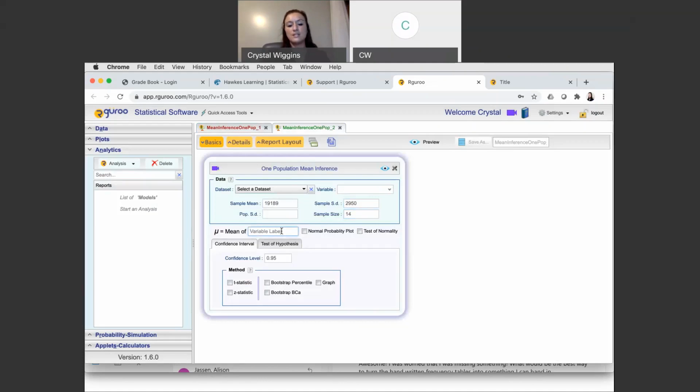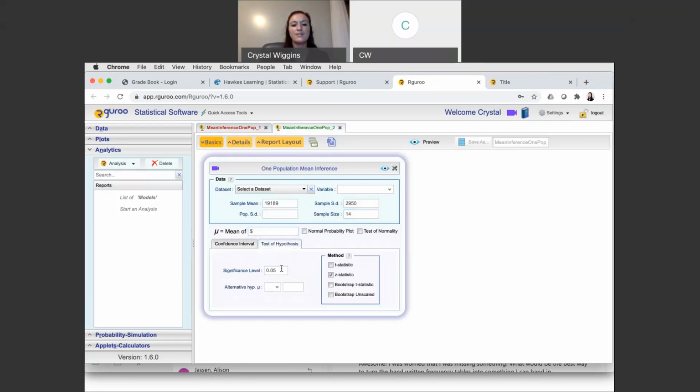Variable units is dollars. Put the dollar sign. I am testing a hypothesis at 0.05. The alternative is also a less than sign. And the claim was 21,000. Now, I do not have a large enough sample size, and I only have the sample standard deviation, so I need to use the t statistic. Really important that you remember to check that.